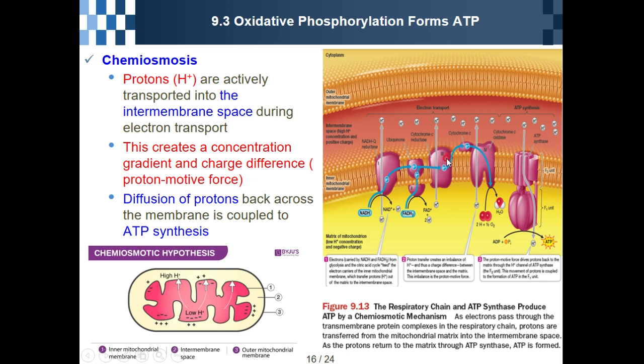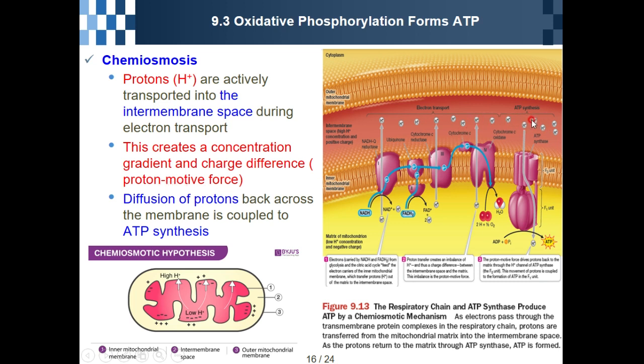Complex 3 also transports protons, and complex 4 also transports protons like this. So it means that the intermembrane space has a higher proton concentration. Protons have plus charges, so it creates a concentration gradient. They have a higher H plus gradient, and also higher positive charge. So it will make the proton motive force.